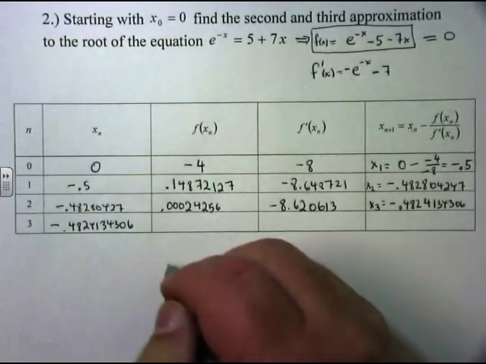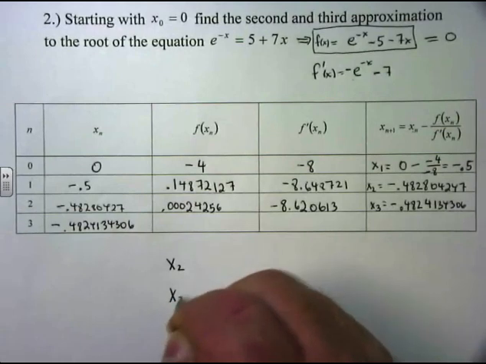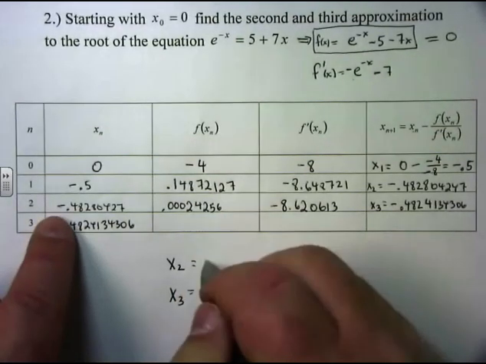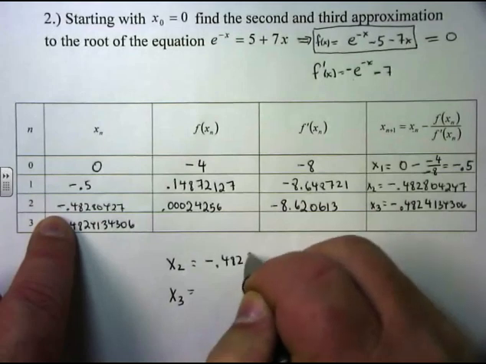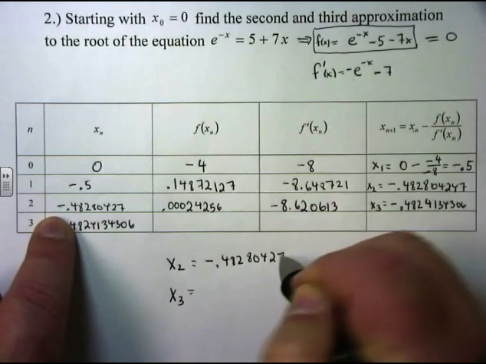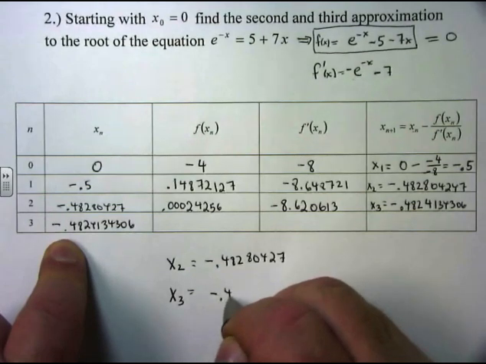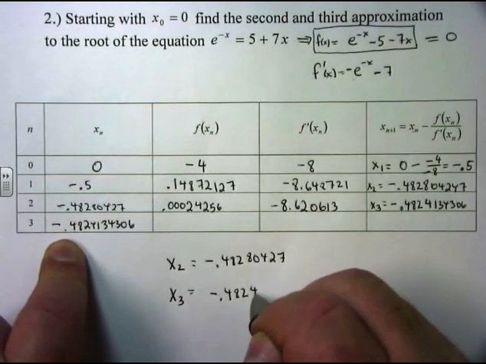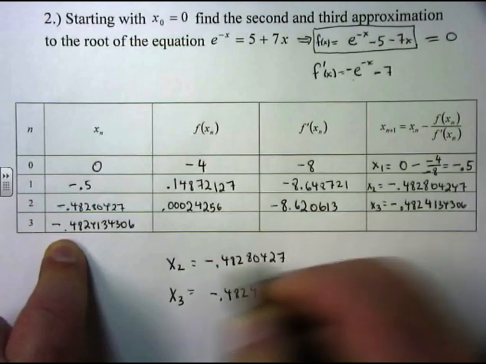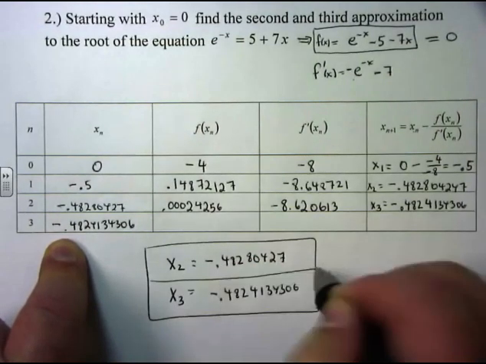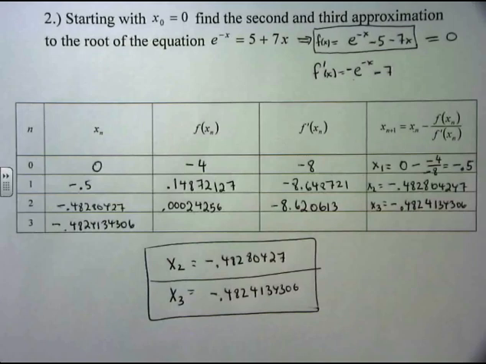But remember the question. The question was up here: find the second and third iterations. So to answer the question, the second iteration was negative 0.48280427, and the third iteration was negative 0.4824134.306, and that would be my solution. So it's not a hard process. However, it takes some time, and it's very calculator prone, with adding, subtracting, multiplying, dividing. But it's a wonderful way of zeroing in on the answers.